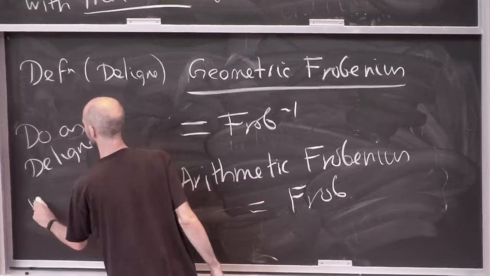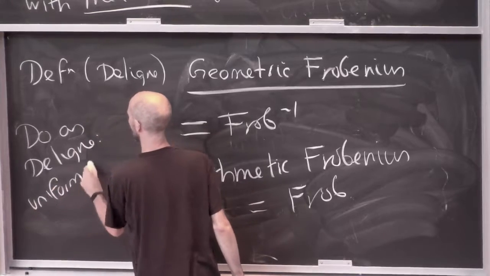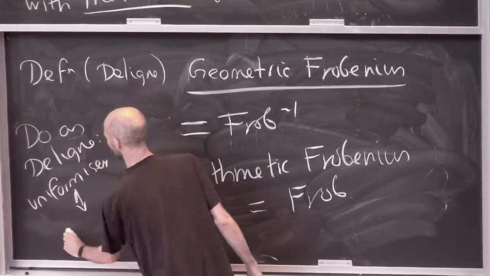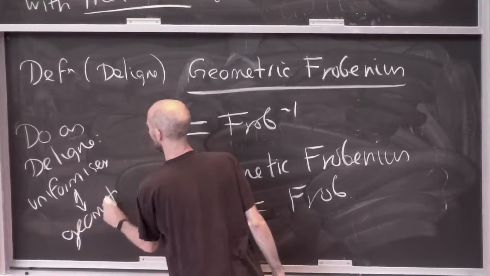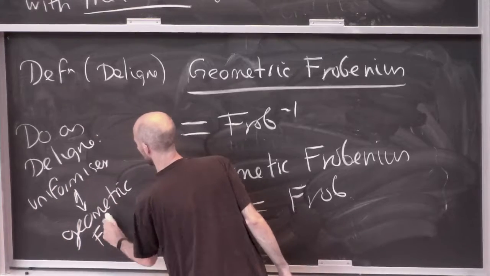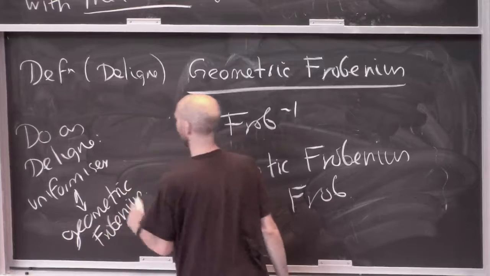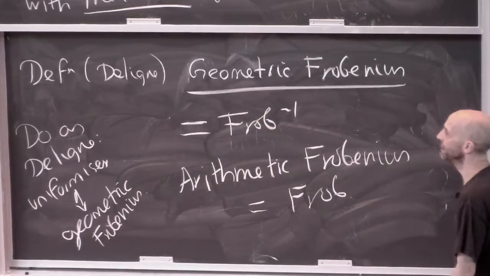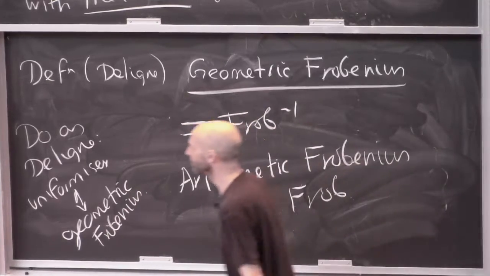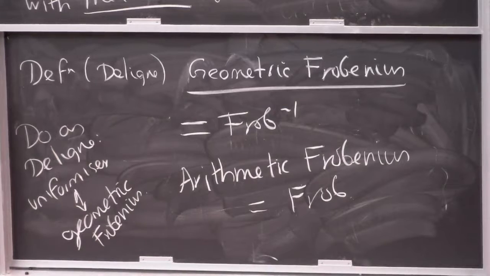Okay, uniformizer is related to geometric Frobenius. Okay? Because if we all do the same, then we won't have to deal with the nightmare that I've had to deal with in the past, ploughing through papers and trying to figure out what their normalizations are. Right, so anyway, 15 minutes of waffle now saves years of pain later.